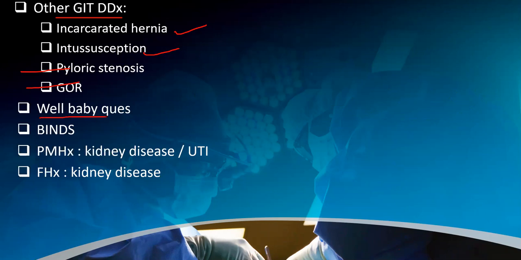After that, start with the well baby questions, birth history, past medical history, and family history. Okay, so this is how you will finish it. Now in here, it is relevant to ask about any past history of kidney disease and any previous history of urinary infection. So previous or past medical history of UTI is important, and also family history of any kidney disease is also important.